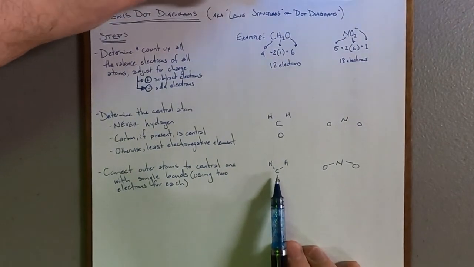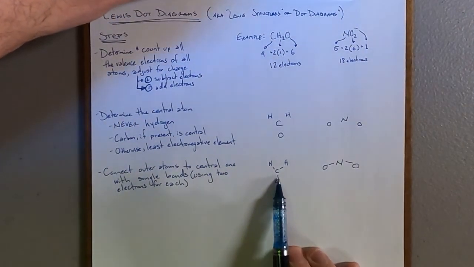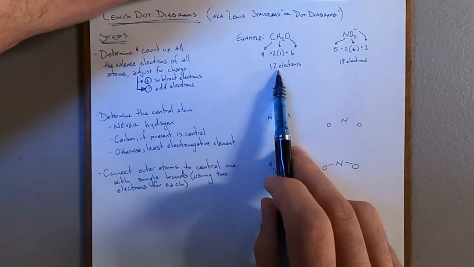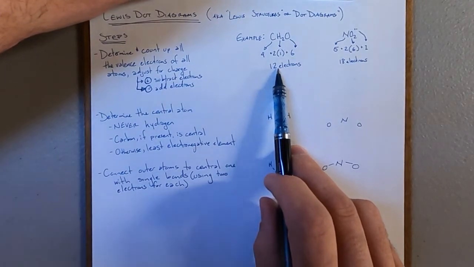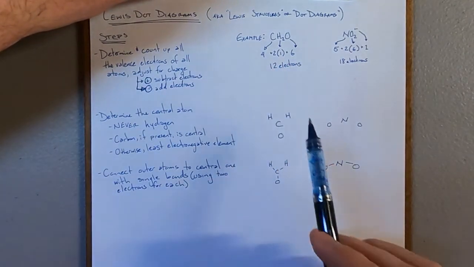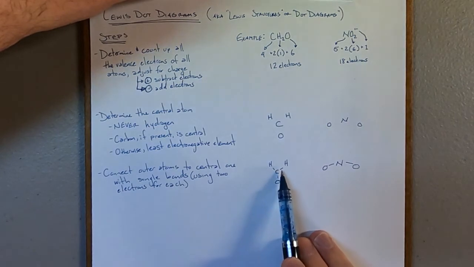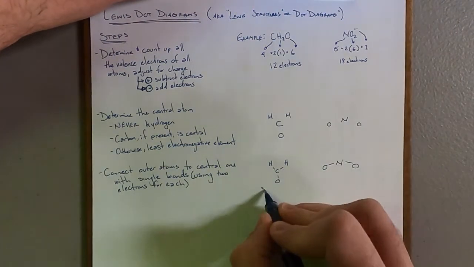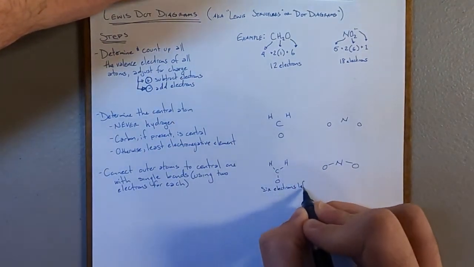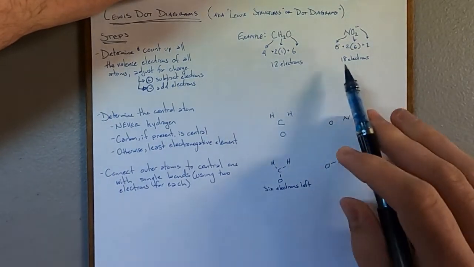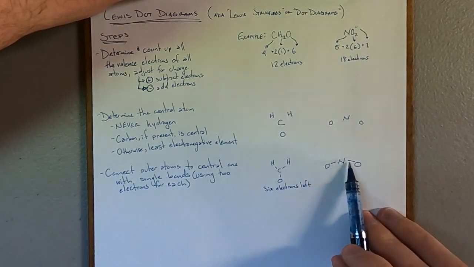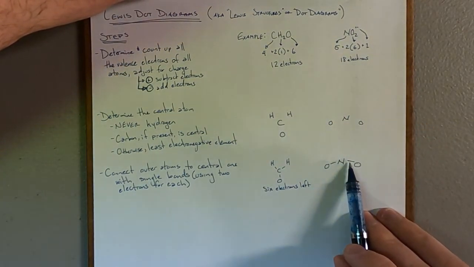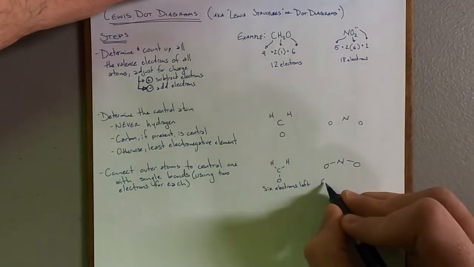Now in each of these, we've used up some electrons from our total that we said we had to work with. We had 12 to work with, and with each of these bonds, we've used up 2 electrons. We've used up 6, and so we have 6 electrons remaining. In this case, we started with 18, and we've used only 4, and so we have 14 electrons left.